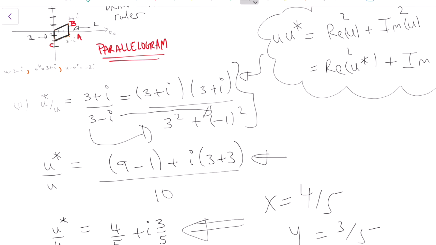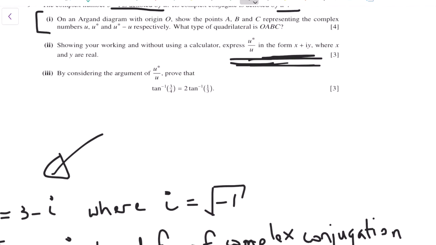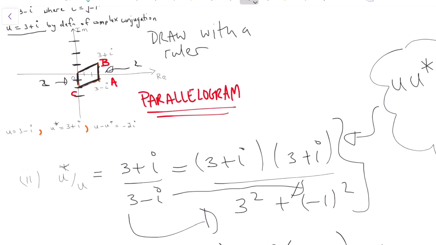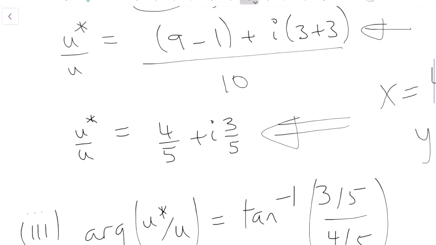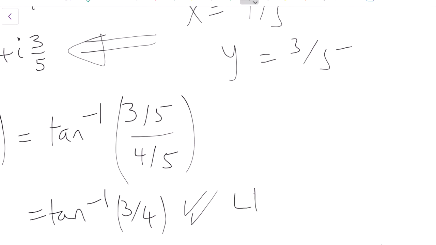Right. So the next part then is, by considering the argument of u star over u, prove this relationship. How do we do this? At first this seems a bit abstract, but they give you a hint to look at the argument of u star over u. The argument of u star over u equals the inverse tan of 3 over 5 divided by 4 over 5, and this is tan inverse of 3 by 4, which is the left-hand side of the relationship.